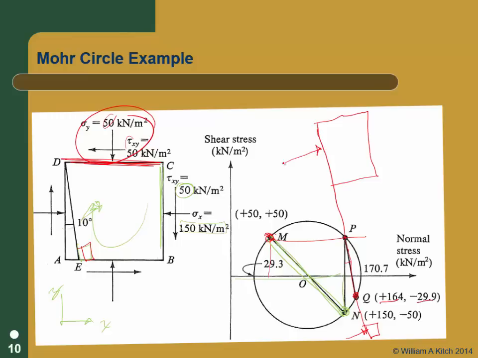Minus 29 in a Mohr circle sense, that's going to tend to rotate the thing clockwise. So that's going to be in this direction. Or on this side, it's going to be in that direction. And it's going to have a value of 29.9.